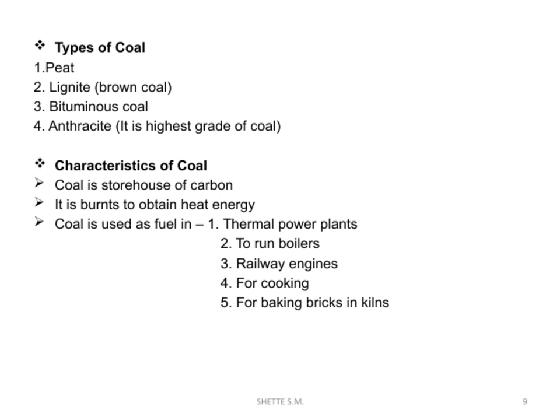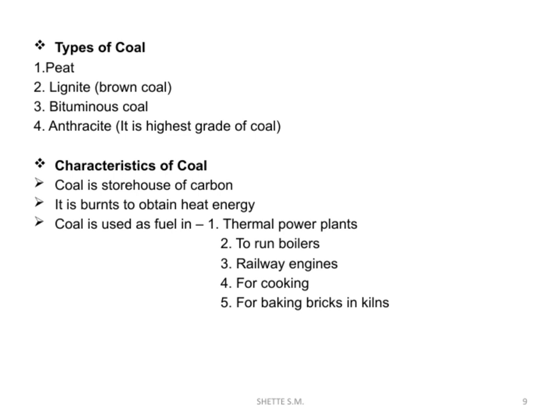Now let's talk about the characteristics of coal. Essentially, coal is a storehouse of carbon. This means it contains a large amount of carbon atoms, which release energy when burned. Burning coal is a primary way we obtain heat energy, which powers many industries and homes. Coal is used as fuel in several ways. It's vital in thermal power plants where it generates electricity. It's also used to run boilers that produce steam for various industrial processes.